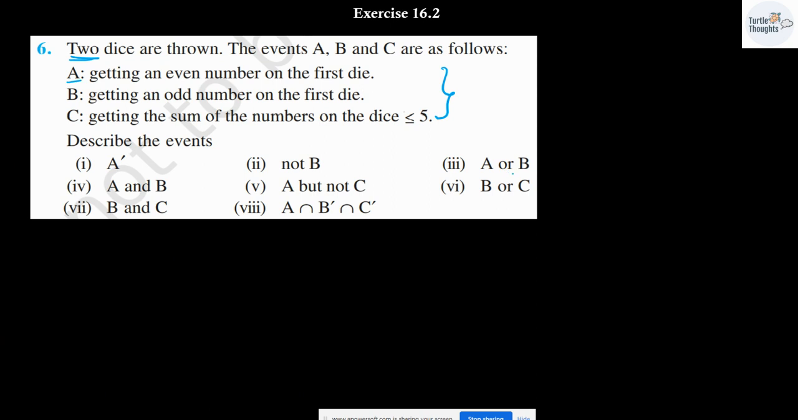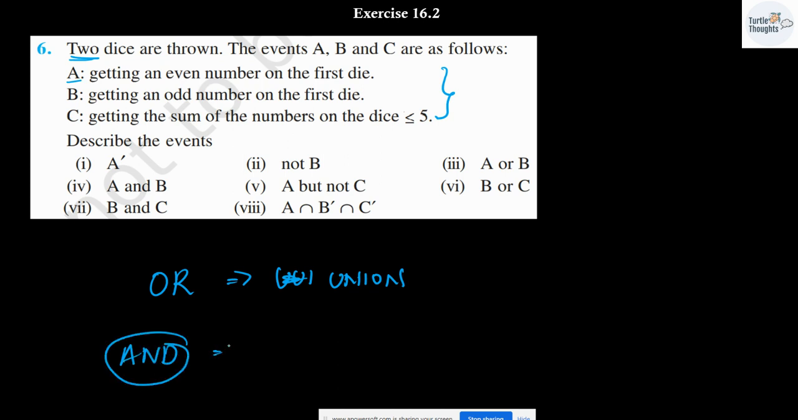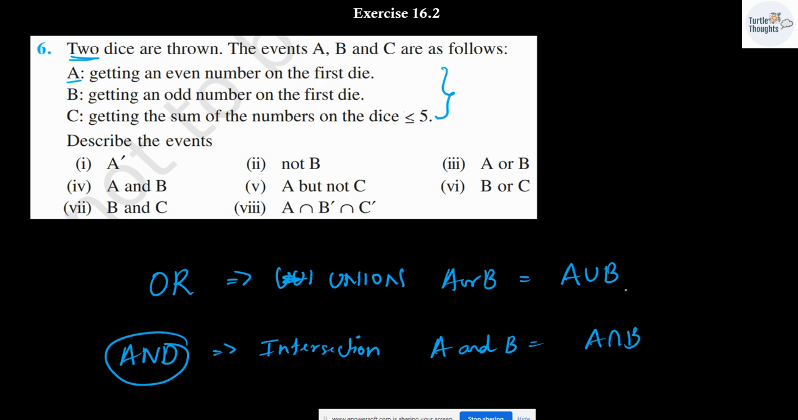Next, A or B. Whenever you have or, you have to consider union. Whenever you have and, you have to consider intersection. A or B, it means A union B. A and B, it means A intersection B mathematically.